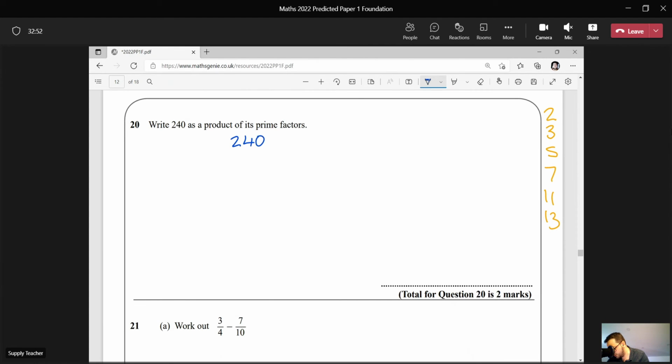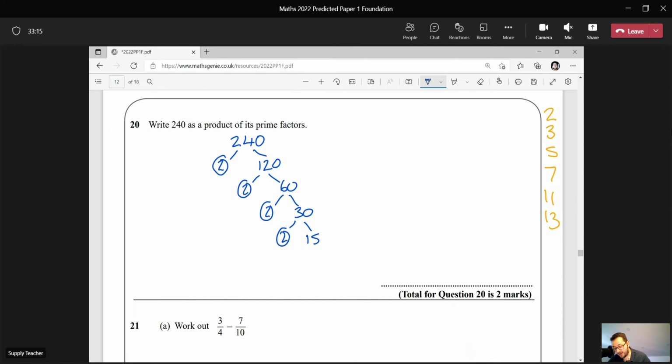So we start with 240. I like to half it every time. So divide it by 2, circle it because it's prime, and half of 240 is 120. I can half that again, so I've got another 2 coming out of it, and that's 60. I can half that again, another 2 coming out of it, that's 30. I can half that again, another 2, and then you've got 15.